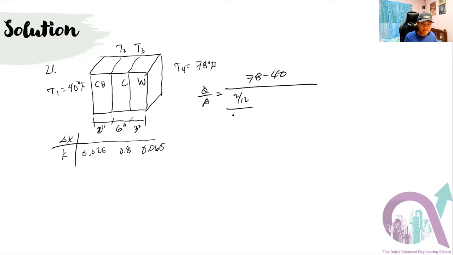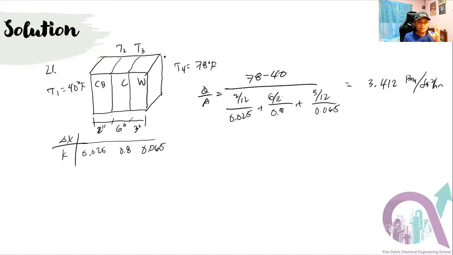Let's convert that to feet already. So you have 6 over 12, 0.8 plus 3 over 12 over 0.065, and you will get 3.412 BTU per square foot per hour. Right? So what we are required here is this: T2 and T3, the interface temperatures. So we have to get that.